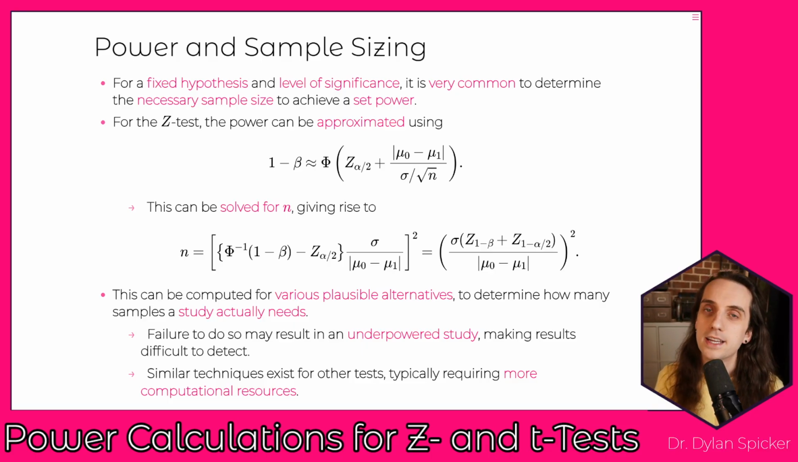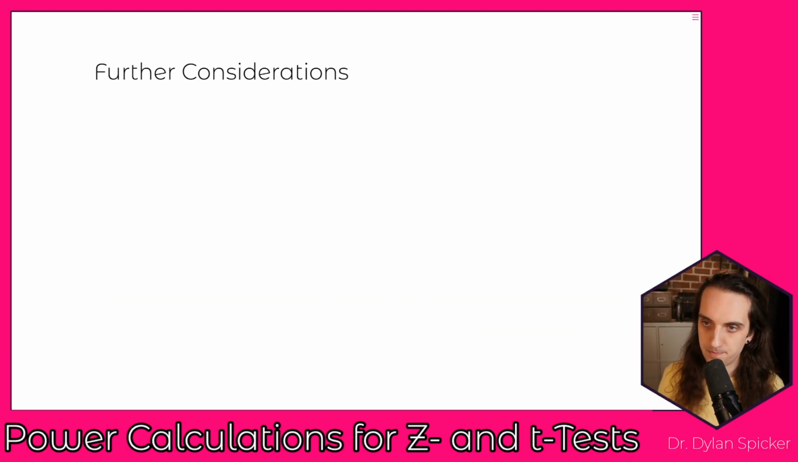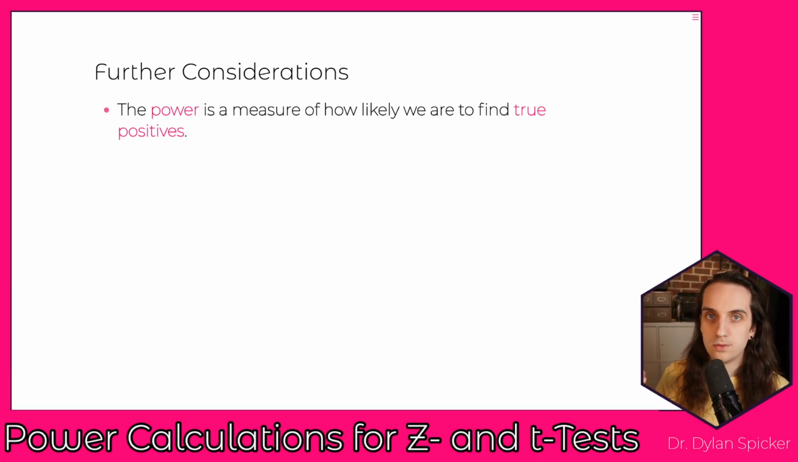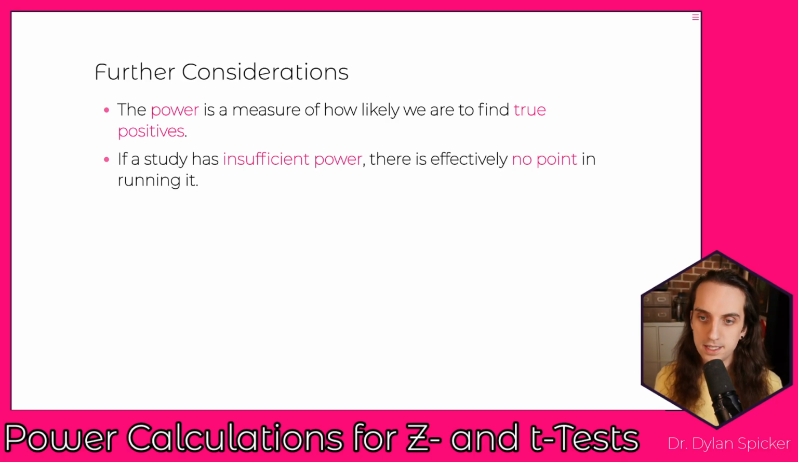Because that's the one thing that is fully in my control here. Okay. There are some other considerations we should make for power calculations. Okay, so the power is going to be a measure of how likely we are to find true positives.